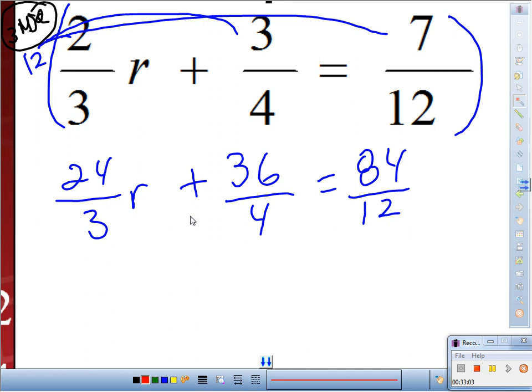Now, why do we do that? Because we get rid of the fraction. What is 24 divided by 3? 8r plus 9 equals 7. Look at this. You know how to do that. Copy that and finish it off, please. And this one, you're going to end up with a fraction, which is okay.